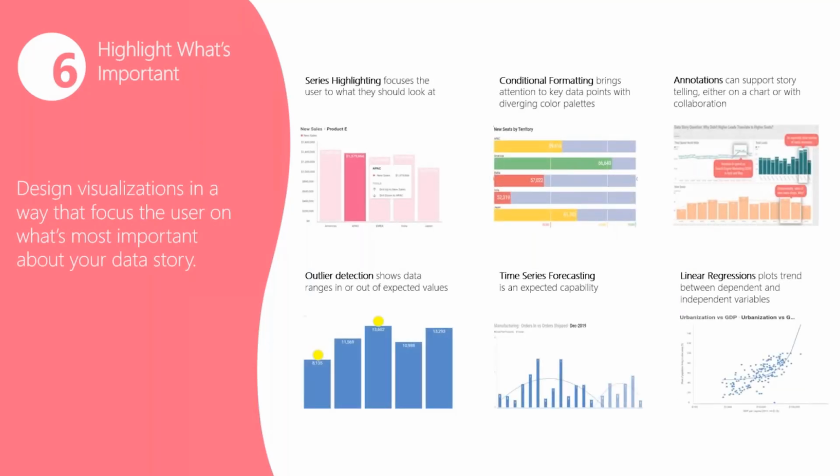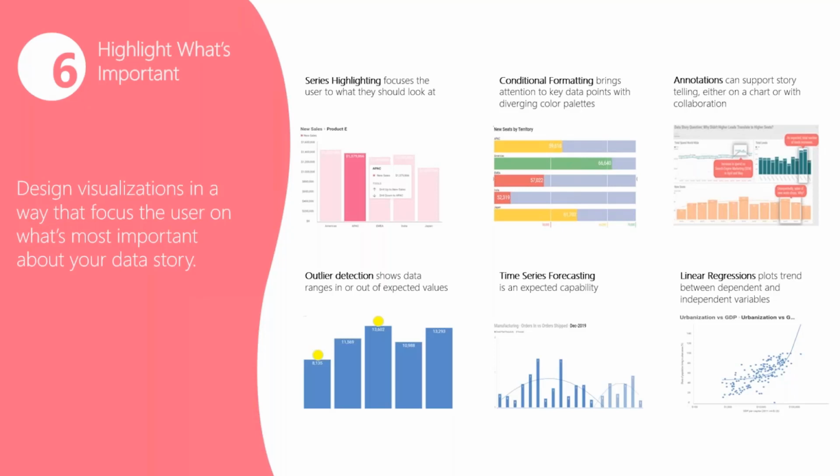Highlight what's important. Very similar to the previous best practice, but we really want to design visualizations that focus people on what's important for the story that you're trying to tell. And these, again, are all signals, all things that you can use, be it series highlighting, where in this chart in the upper left, the series I'm looking at is brought out to the forefront with color, conditional formatting, annotations always support the story that you're trying to tell. Outlier detection, time series forecasting, so being able to look to the future for the data, but highlighting that in my visualization in a way that is telling a story.